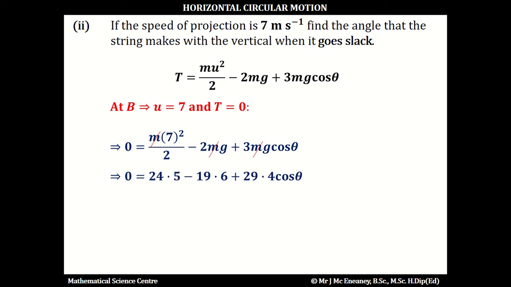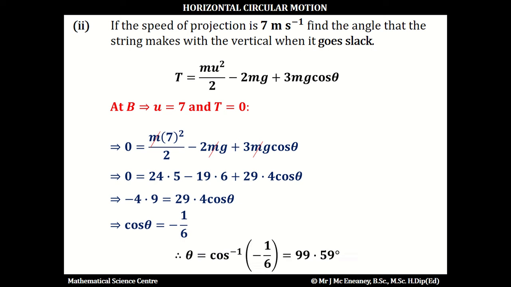And this means then if we substitute in 9.8 for g, 7 squared is 49 divided by 2 is 24.5. And then we've got minus 19.6 plus, and 3 times 9.8 gives 29.4 cos theta. Okay, and solving this equation, this means the cos theta equals minus 1 over 6. This means the angle theta then is inverse cos of minus 1 over 6, and that works out as 99.59 degrees.